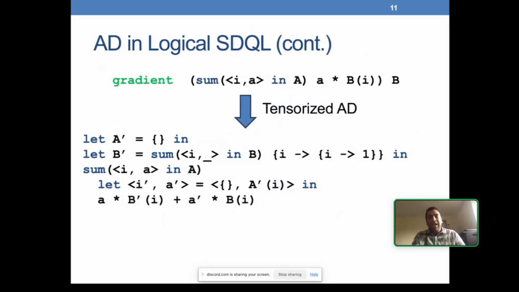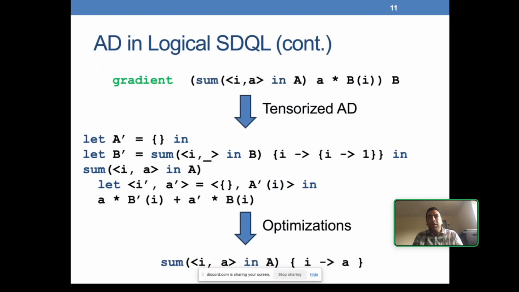But this is ugly and inefficient, so we perform a bunch of optimizations and derive the following program. Basically, it iterates over A and creates the bindings of A of the index to the associated value. So this is basically the same as the sparse vector A that we had initially.